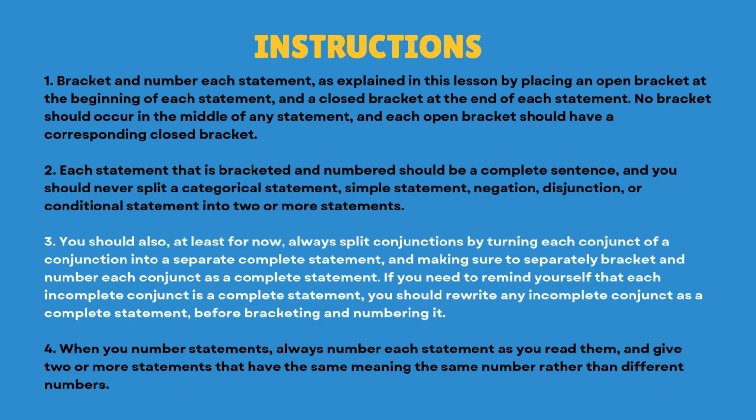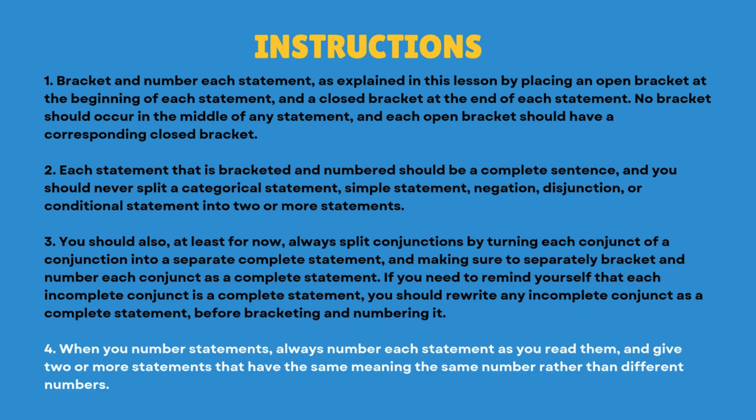You should also, at least for now, always split conjunctions by turning each conjunct of a conjunction into a separate complete statement and making sure to separately bracket and number each conjunct as a complete statement. If you need to remind yourself that each incomplete conjunct is a complete statement, you should rewrite any incomplete conjunct as a complete statement before bracketing and numbering it. When you number statements, always number each statement as you read them and give 2 or more statements that have the same meaning the same number rather than different numbers.